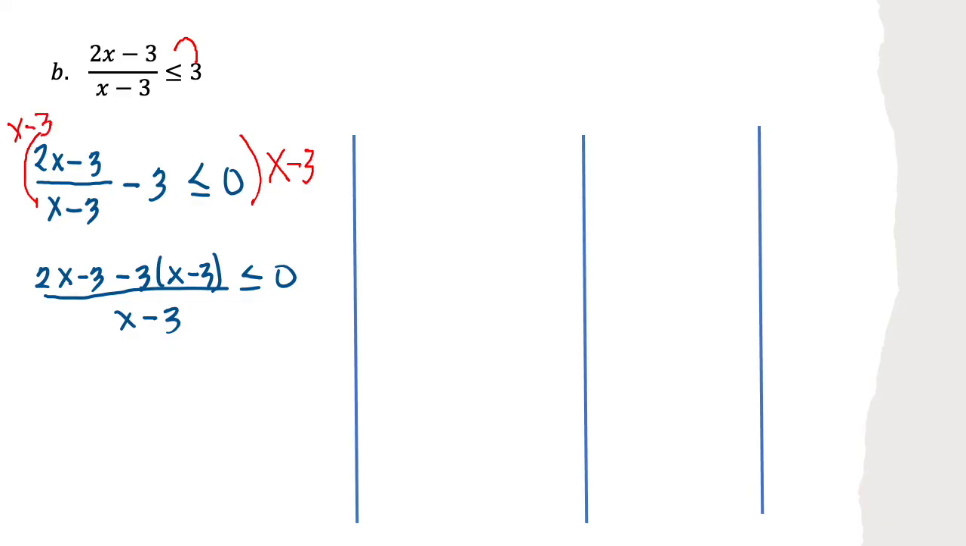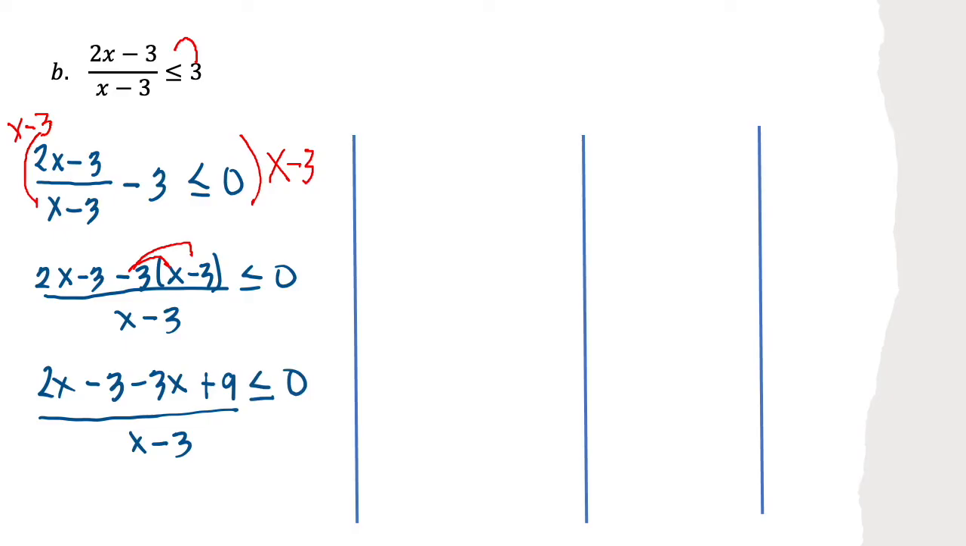So x minus 3 divided by x minus 3 is 1. So that is 2x minus 3. And then x minus 3 times negative 3 is negative 3 times x minus 3. And x minus 3 times 0 is still 0. So all over x minus 3. From here, we can simplify this term. That gives us 2x minus 3 minus 3x plus 9 all over x minus 3 less than or equal to 0. And then we can combine like terms, and that will give us negative x plus 6 over x minus 3 less than or equal to 0.